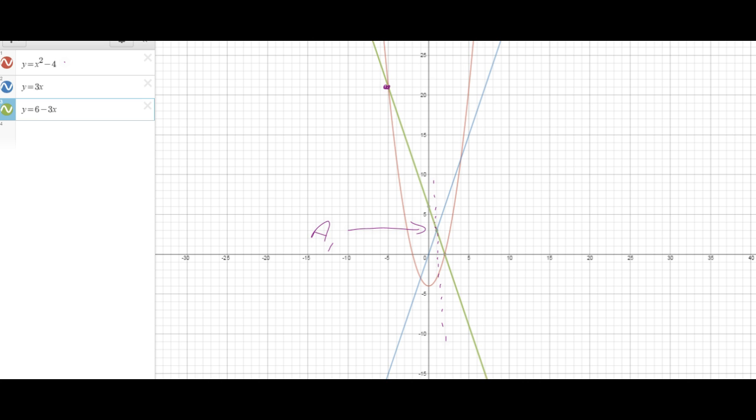So A1 and A2. And they'll actually require two different calculations, right? Because the area here, and we can actually put the upper function on top if we wanted to, just to get positive areas and not do an absolute value. Okay. So here, the upper function of A1 is 6 minus 3x, and the lower function is x squared minus 4. And then here, for A2, the upper function is 3x, and the lower function is x squared minus 4.